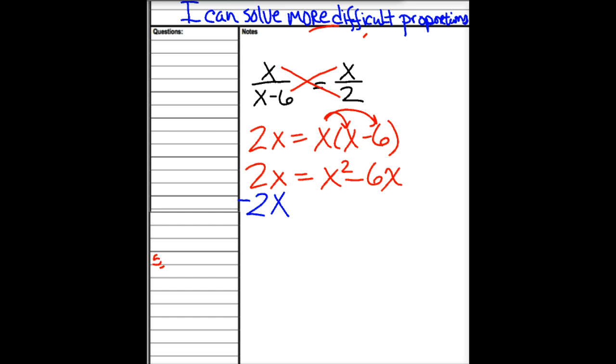So I'm going to subtract 2x, and I'm going to put it under its like term because these can actually go together because they both have x terms.